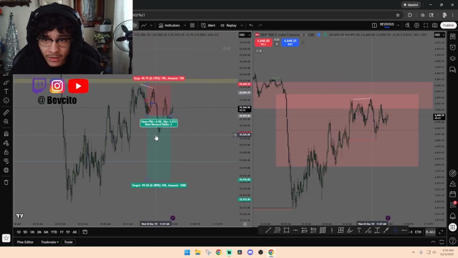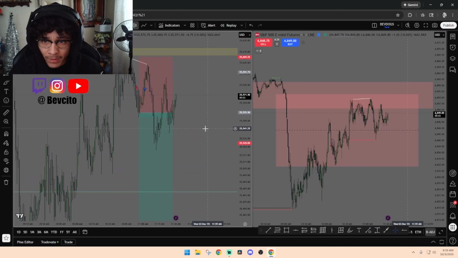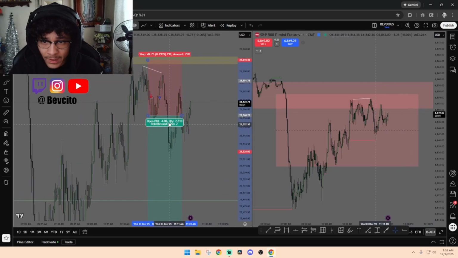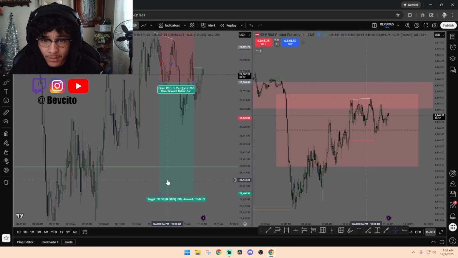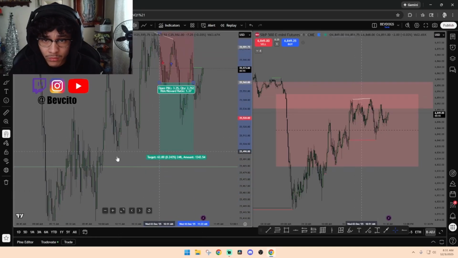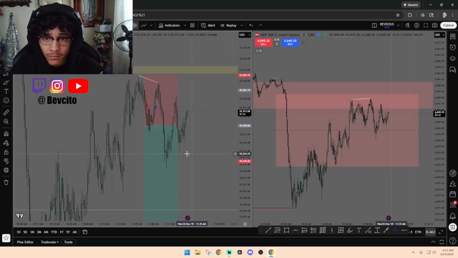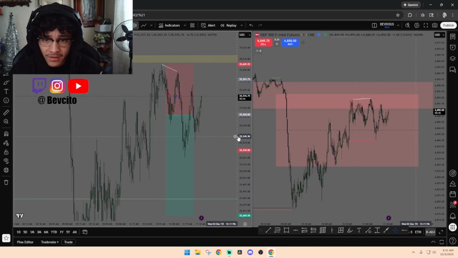So if we go ahead and scale down onto the 1 minute, I'll go ahead and show you where my entry was. So my entry was right here. Stop was right here. And I was aiming for, where's the 2 to 1? And I was aiming for this. So right here, entered on market, full size.